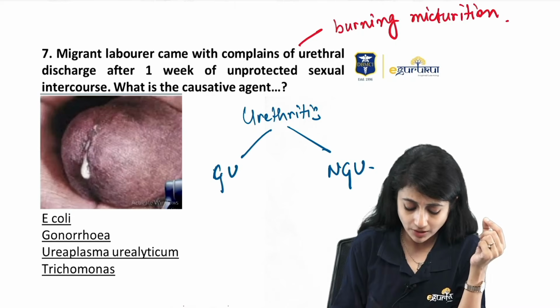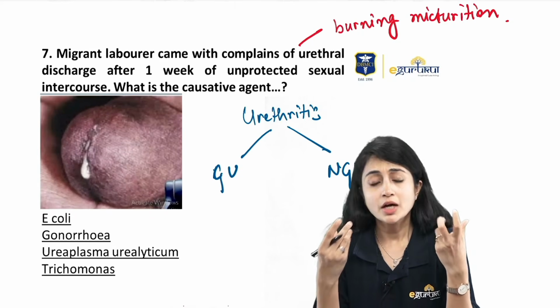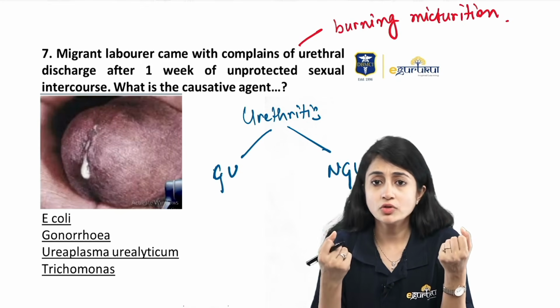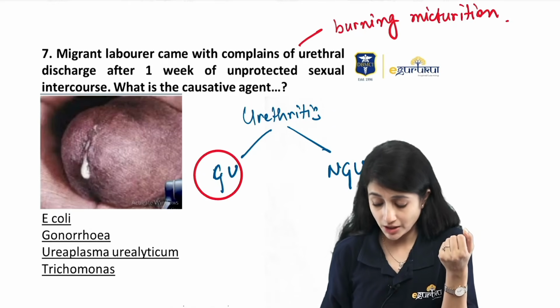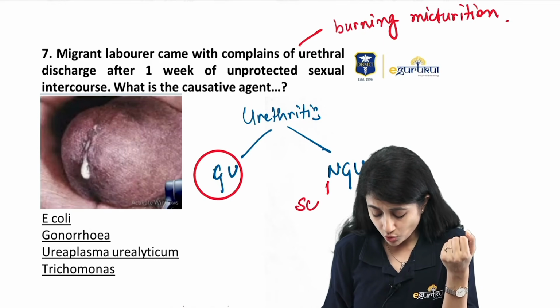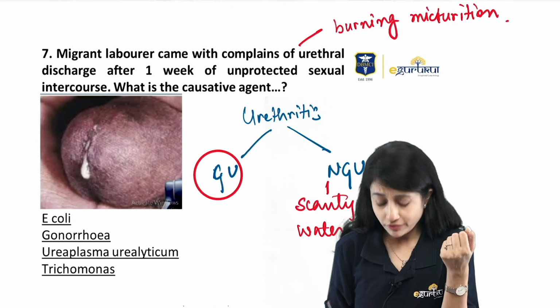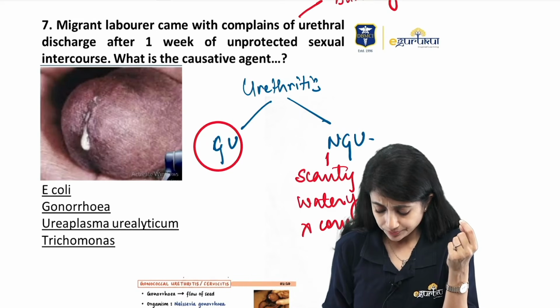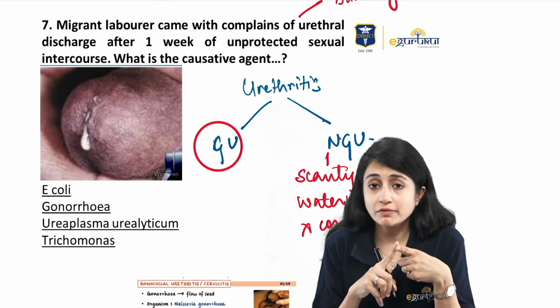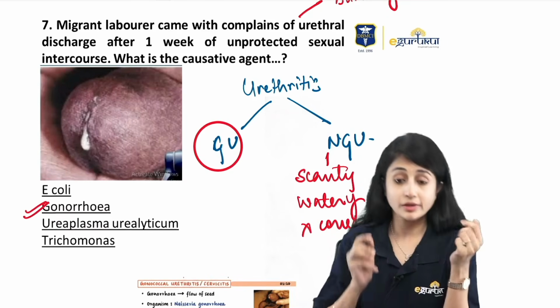If I look at the image, it's a very purulent looking discharge. It's a whitish looking discharge, and it's a profuse discharge which is coming out of the urethral meatus. So here we are talking about gonococcal urethritis. With NGU, the discharge is more scanty and more watery, and usually we do not see a lot of constitutional symptoms. So, since we are dealing with gonococcal urethritis, what would be the causative organism? It would be Neisseria gonorrhoeae.